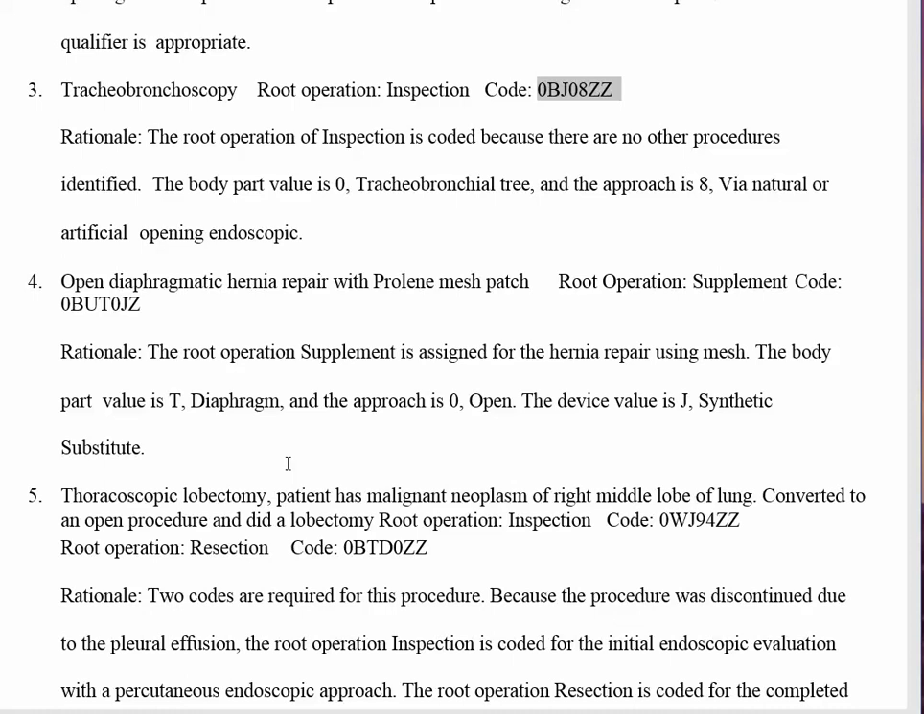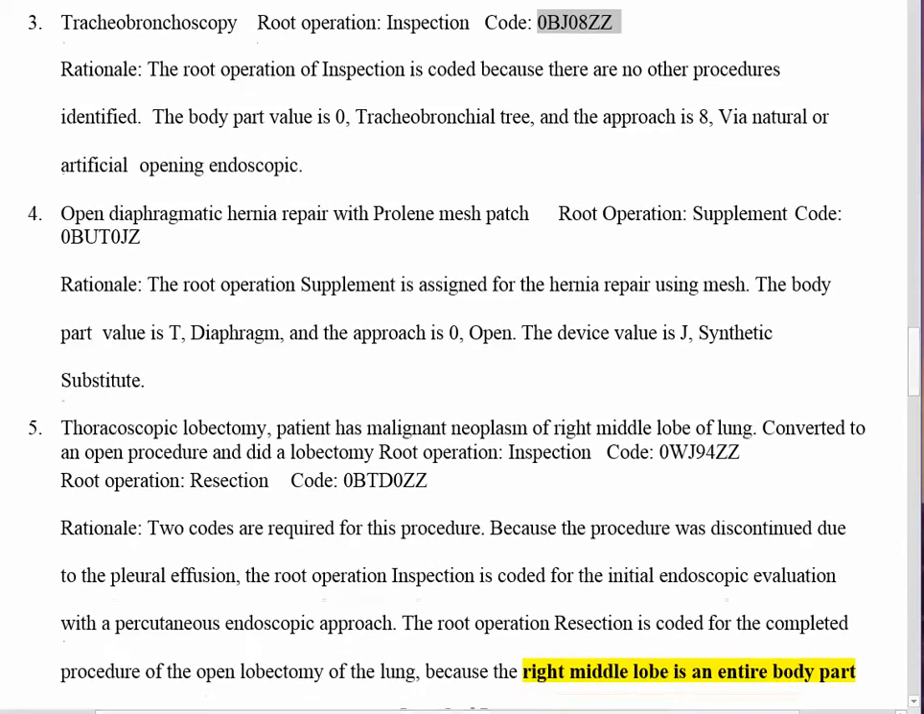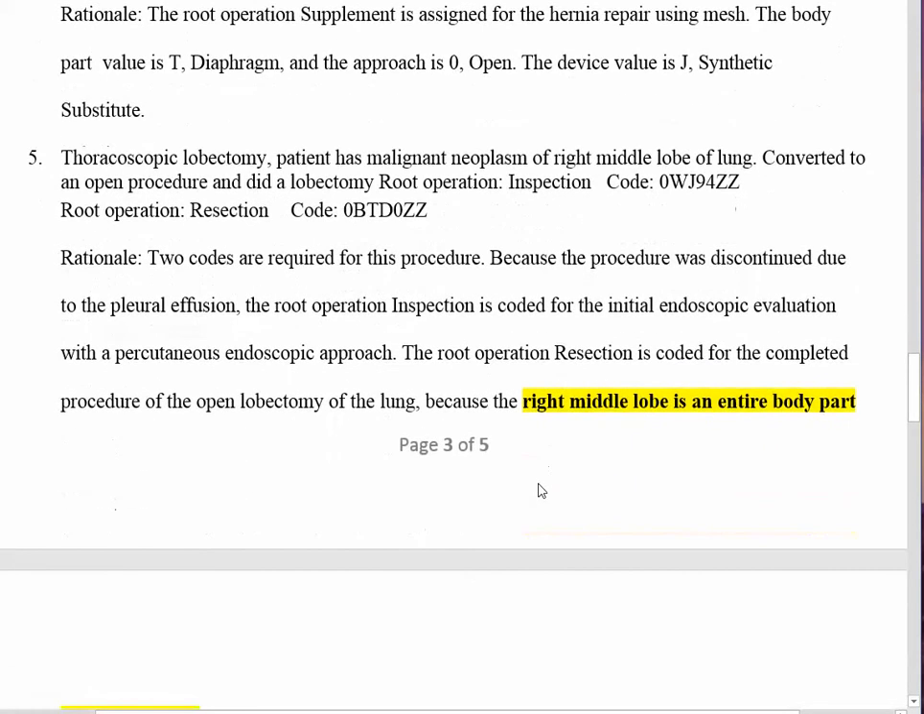We know its anatomical location is diaphragm. It's also noted as being an open procedure. We go through our coding steps and end up with the code of 0BUT0JZ, because something was left in this patient. That's what the J reflects, because this is a mesh synthetic material.